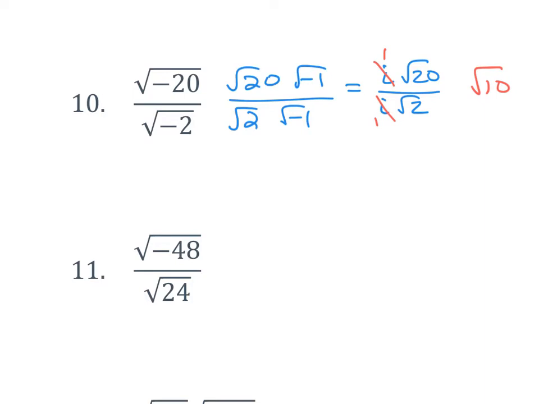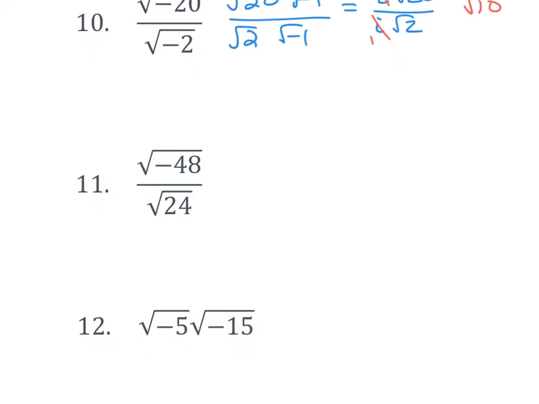Now, you could have also factored out the 20 and made it 4 times 5 and got 2 radical 5. But keep in mind that we can't leave that radical in the bottom. So if you can divide the square roots, do that to get rid of the radical in the denominator. Otherwise, we have to rationalize. Let's try the next one.